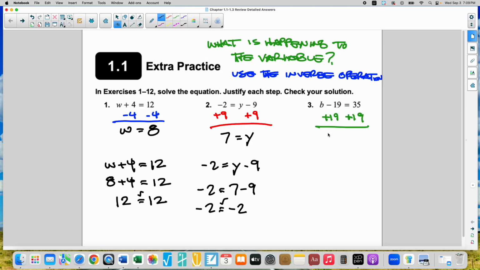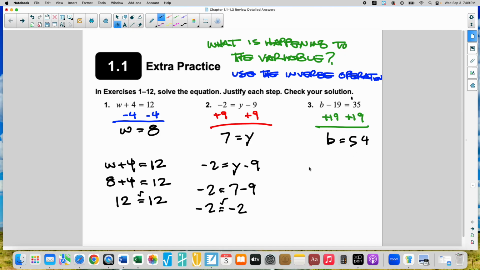Negative 19, positive 19 cancel, leaving me with b. My signs are the same. I have positive 35, positive 19. So we're going to add those. Carry 3, 4, 5. And it gives us 54. That doesn't look like a 5, Mr. Mac. Now it looks like a 5.